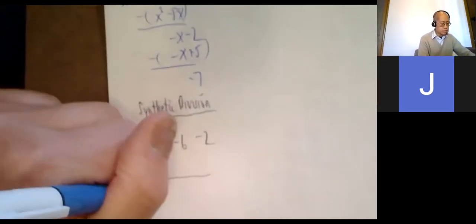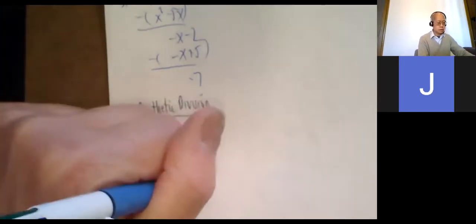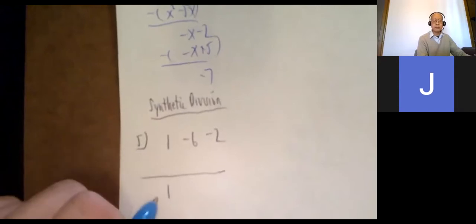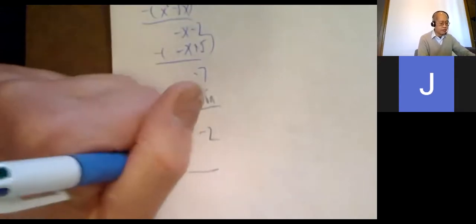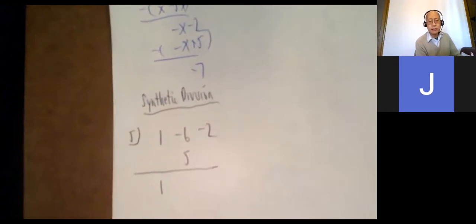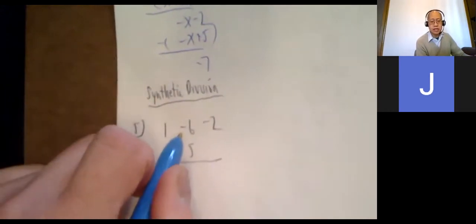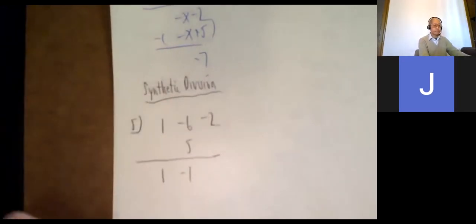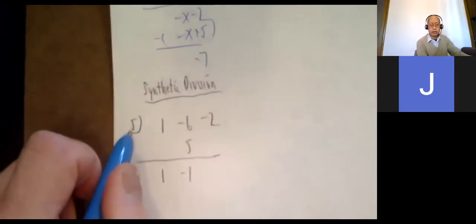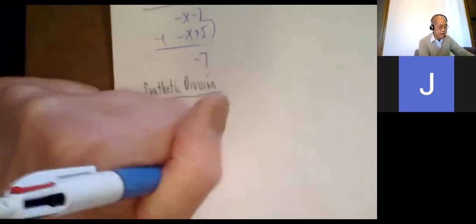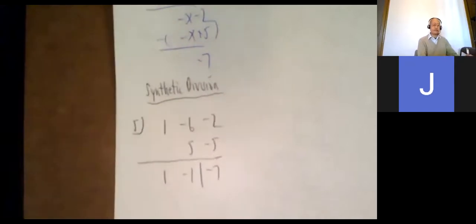Bring this 1 down. Multiply. 5 times 1 is 5. And instead of subtracting, add. What's negative 6 plus 5? Negative 1. Do it again. Multiply. 5 times negative 1, negative 5. Add. Negative 7.